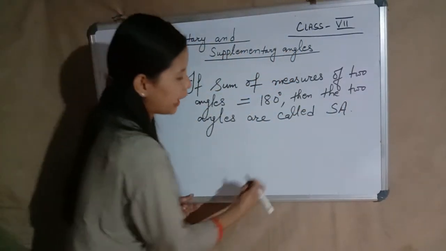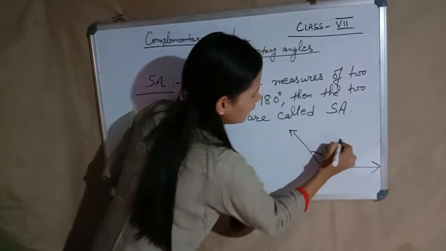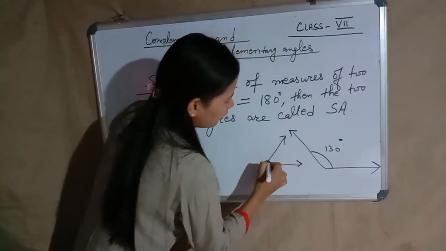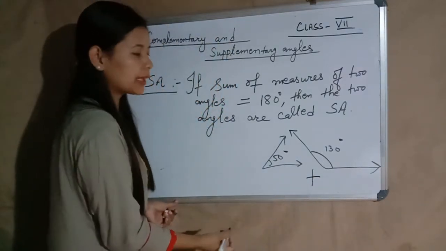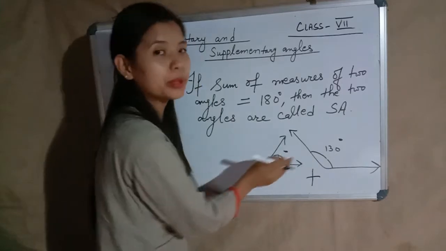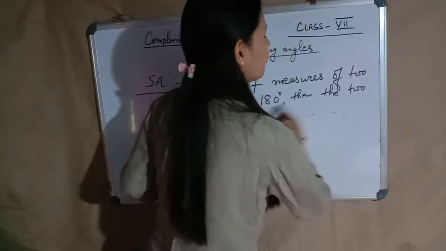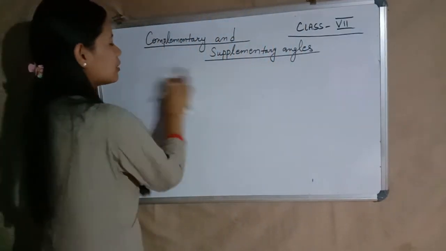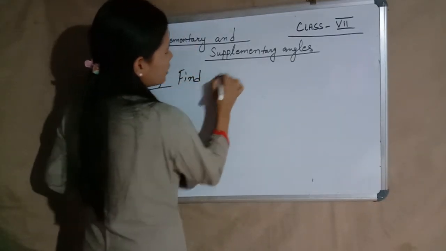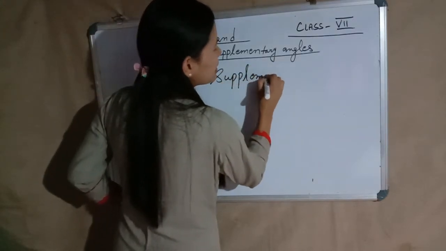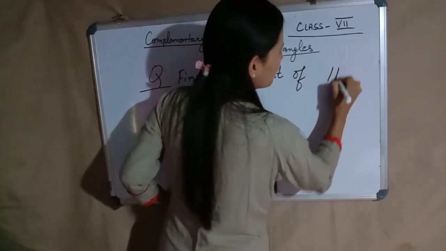For example, I have an angle of 130 degrees and another angle of 50 degrees. The sum of these two angles is equal to 180 degrees, so these two angles are supplementary angles. Here also we have a formula to find the supplementary angle of a given angle. Suppose I say find the supplement, and supplement and supplementary angle are the same thing, find the supplement of 110 degrees.